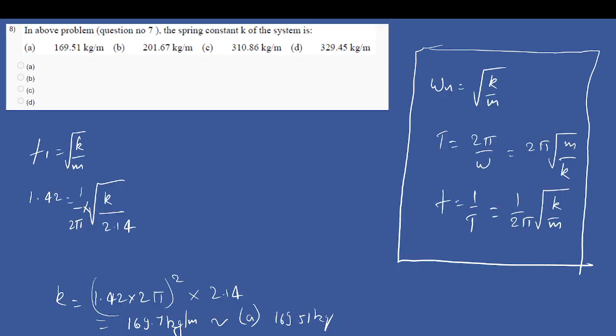Sudhanshu, is it clear? Yes, sir. Yeah. So let's move to next question.